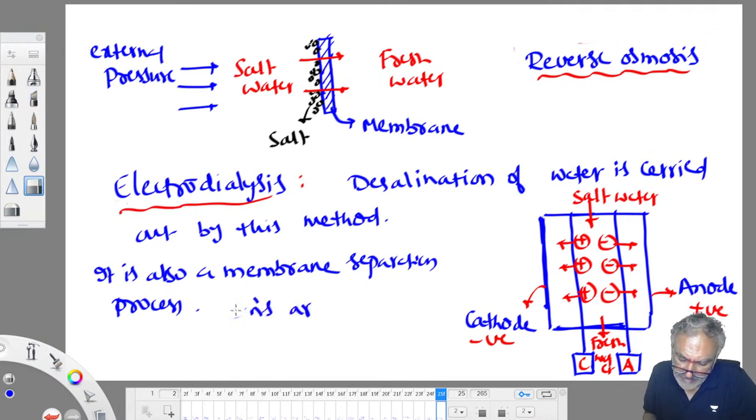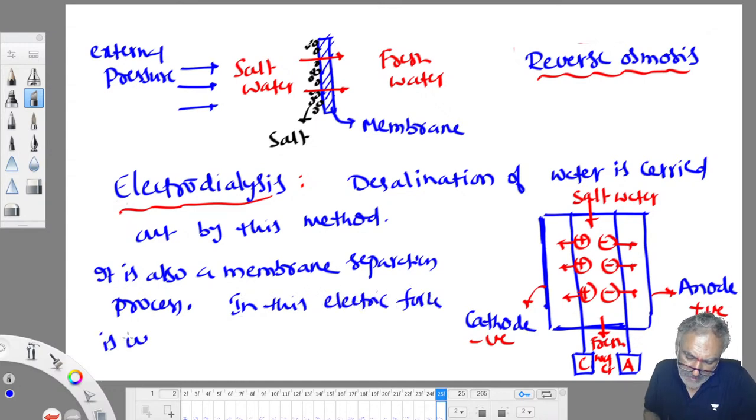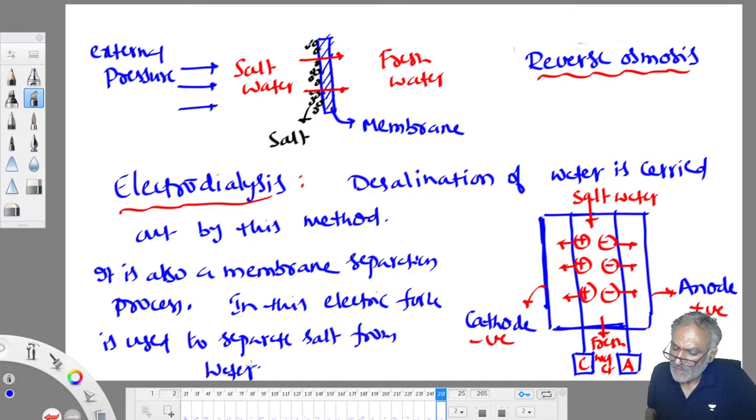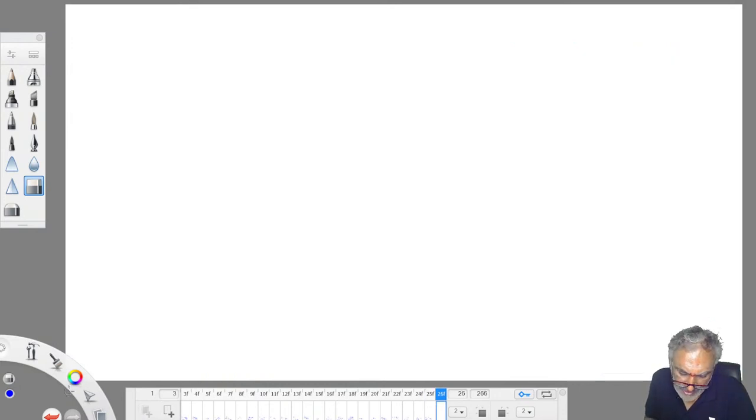Salt content is removed by electric force. In this method, electric force is used for separating the high salt content from water. All the salt accumulates here, in the form of brine. So fresh water you can collect. It's called electrodialysis.